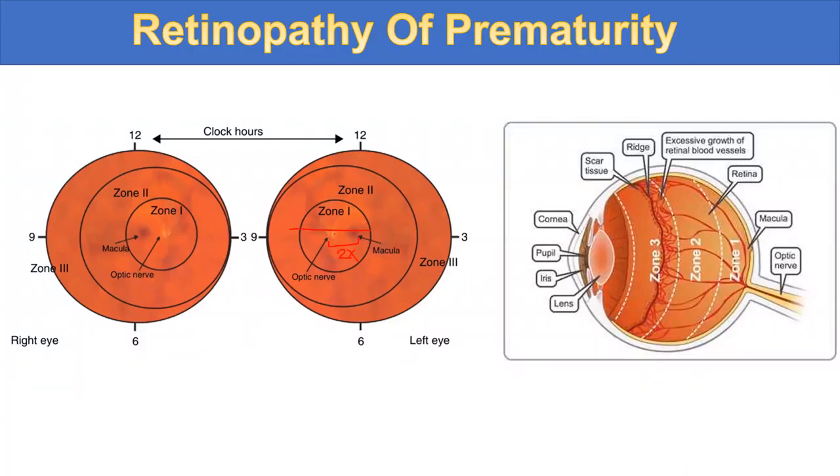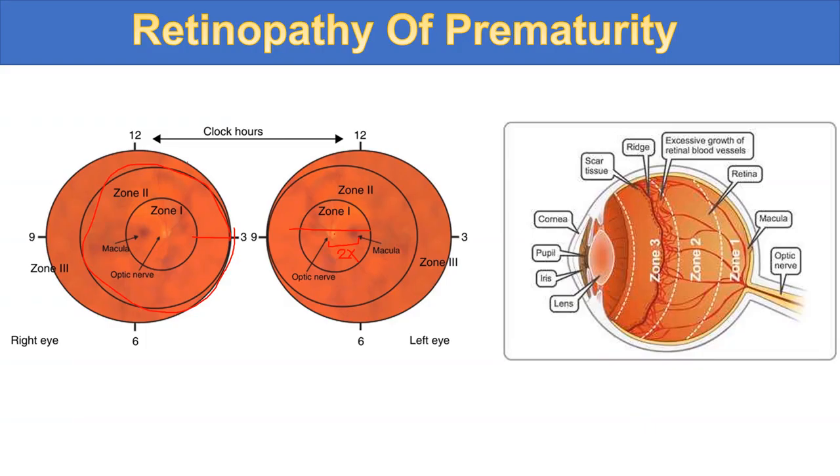Again, zone 1 is the zone which is centered with the optic disc, and its diameter is double the distance between the optic disc and the fovea. Zone 2 is a zone which is concentric with zone 1, extending to the nasal ora serrata. Here is the nasal ora serrata. It is also centered on the optic disc, with its boundaries reaching the nasal ora serrata. Here is zone 2.